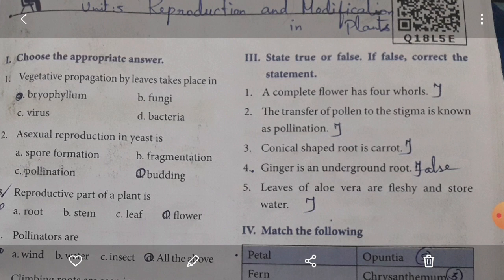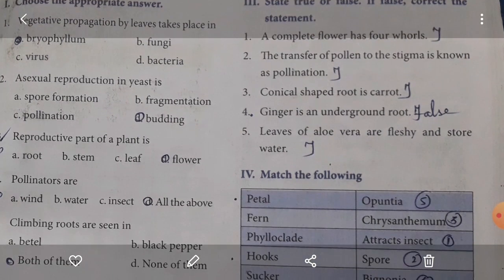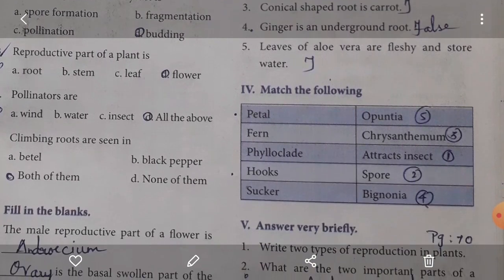Fourth one, ginger is an underground root. This statement is false, children, because ginger is an underground stem. Very good. So the answer is false. And fifth one, leaves of aloe vera are fleshy and store water. That statement is also true.